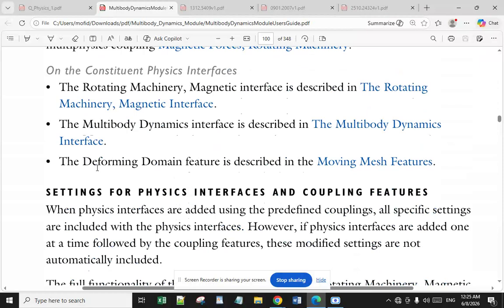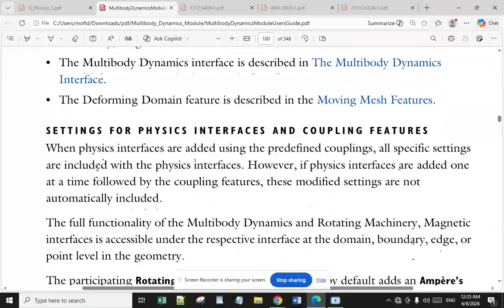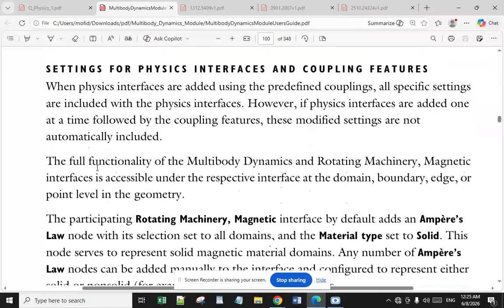On the constituent physics interfaces, the Rotating Machinery, Magnetic interface is described in the Rotating Machinery, Magnetic interface. The Multibody Dynamics interface is described in the Multibody Dynamics interface. The Deforming Domain feature is described in the Moving Mesh Features. Settings for physics interfaces and coupling features.